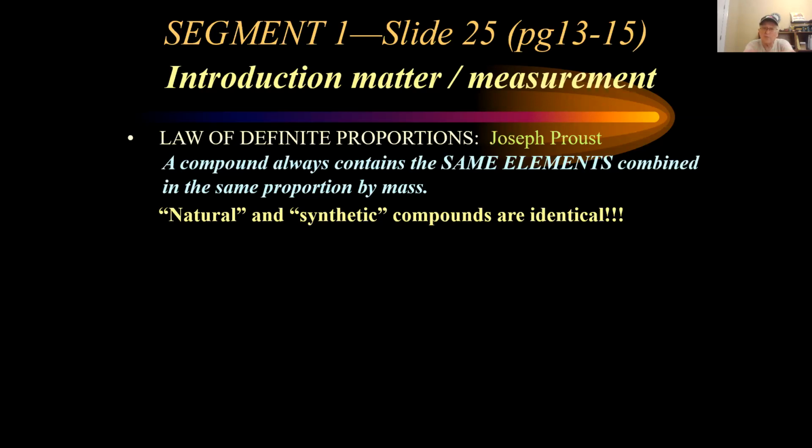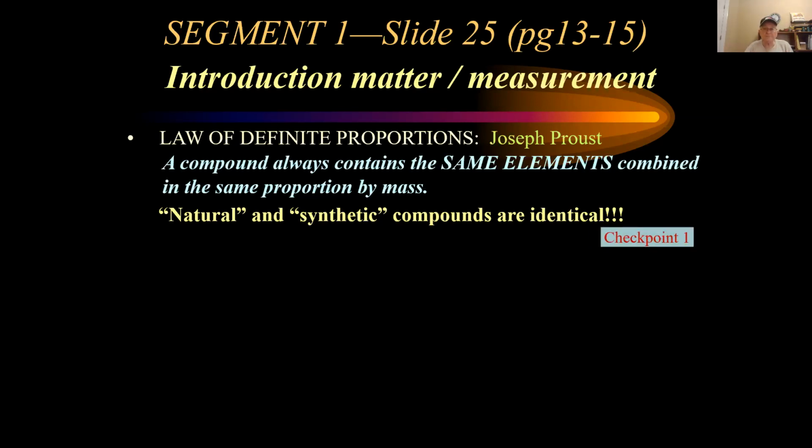So NASA is looking for water in outer space as an indicator of potential life. They can tell whether a crater on the moon has water in it or not, because they can analyze it and see that it has all the same properties of the water we find here on Earth. It also means that natural and synthetic compounds are really identical if they're both purified correctly.